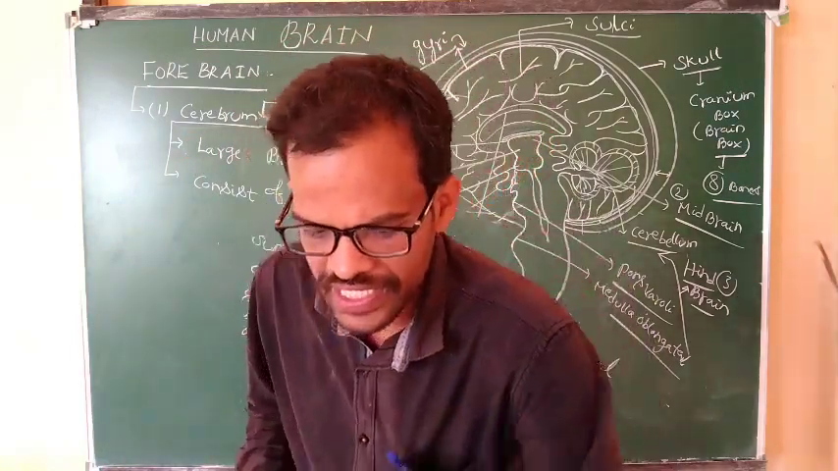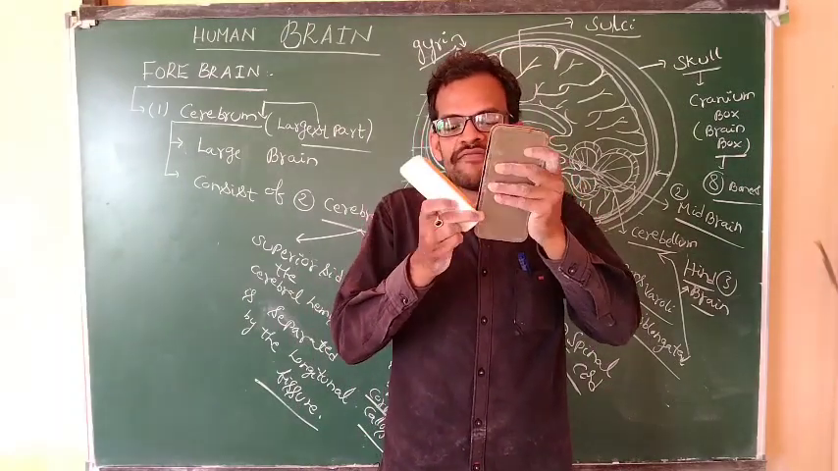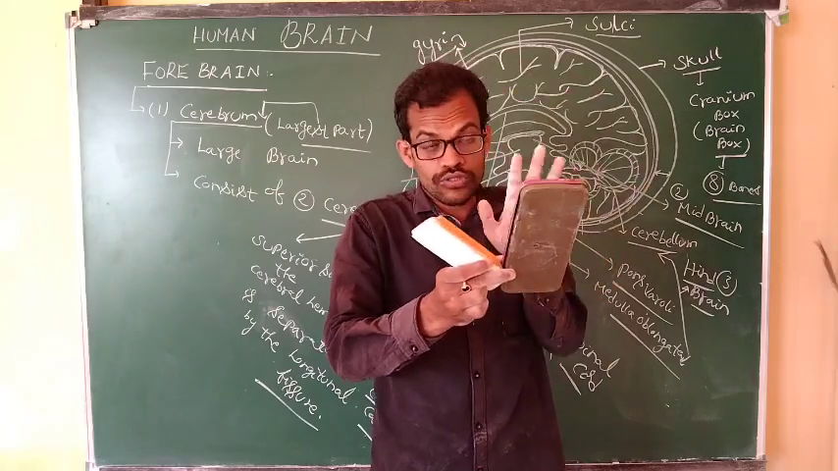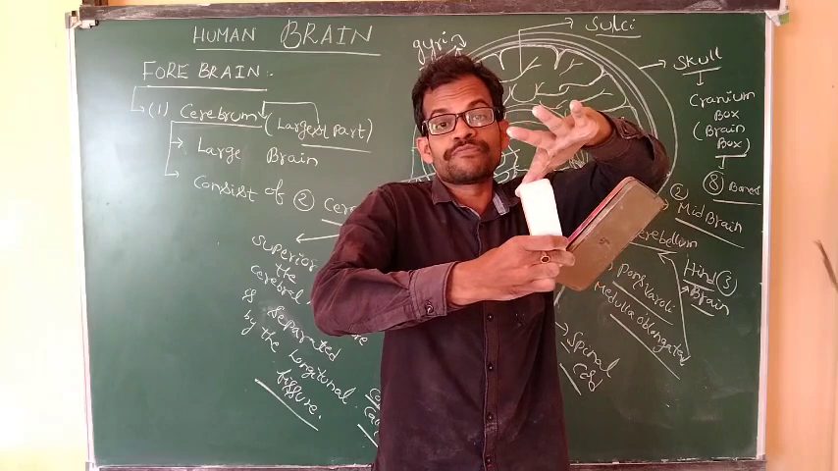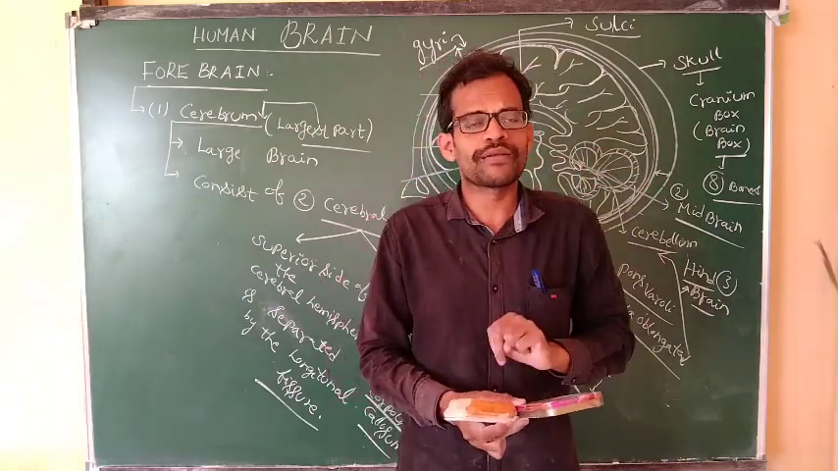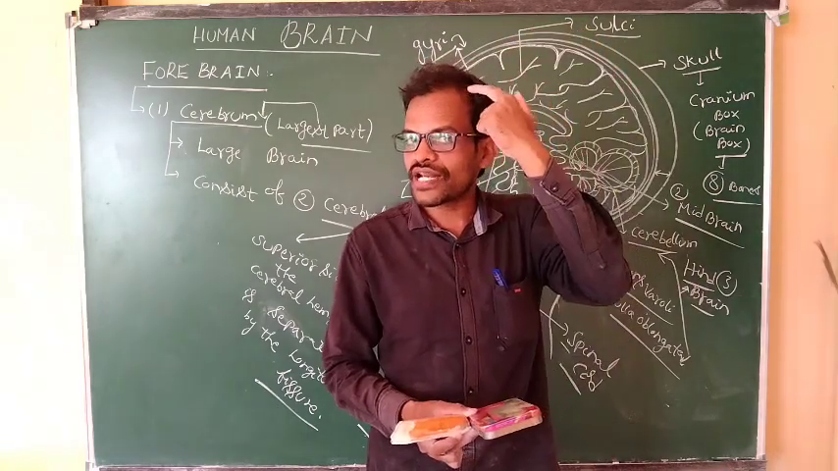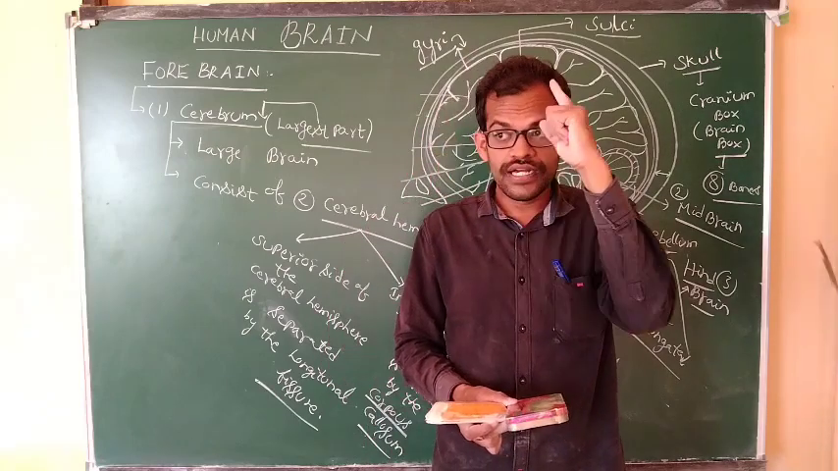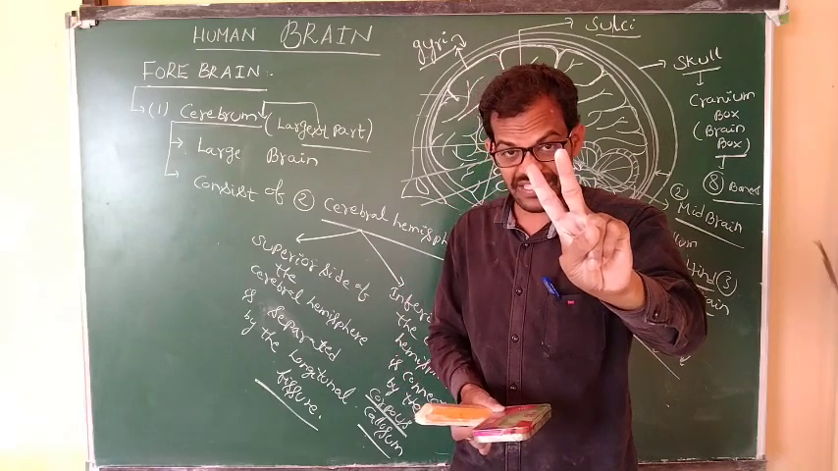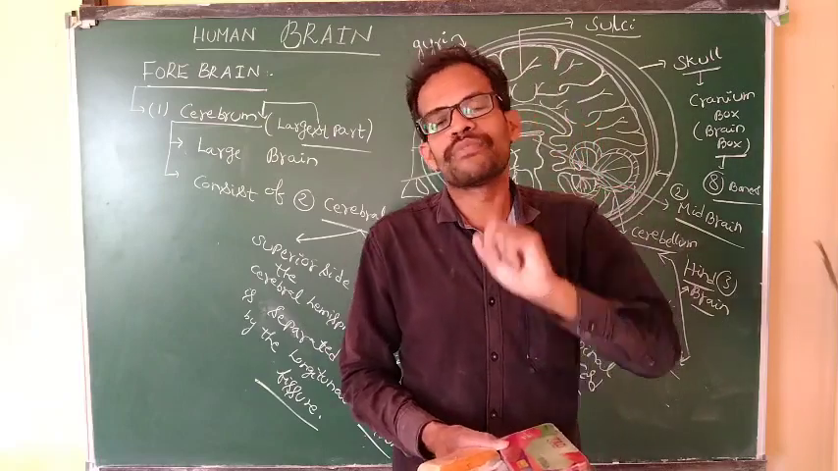For example, in the brain, the superior side is separated but the inferior side is connected. This is one hemisphere, two hemispheres. The entire cerebrum consists of two cerebral hemispheres, one on the right side and one on the left side. How many hemispheres? Two cerebral hemispheres.